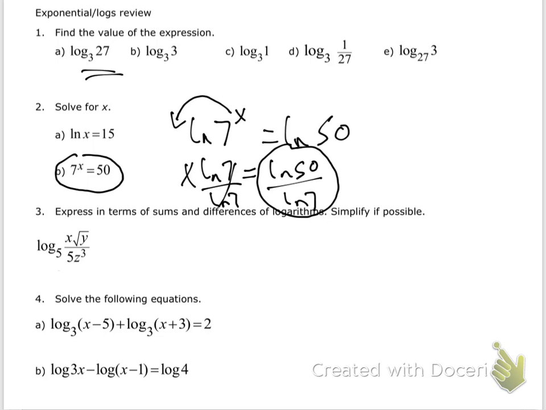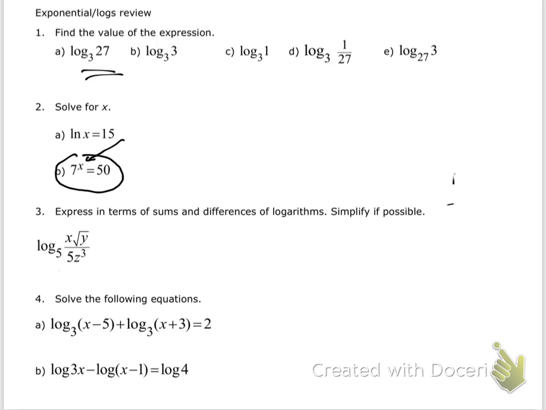By the way, think about this. 7 to the power 2 is 49. So, of course, this must be something a bit more than 2 to get to 50. And if you put that in your calculator, you see it's going to be 2 point something, a little bit more than 2.